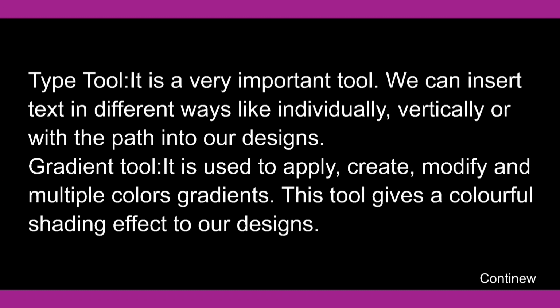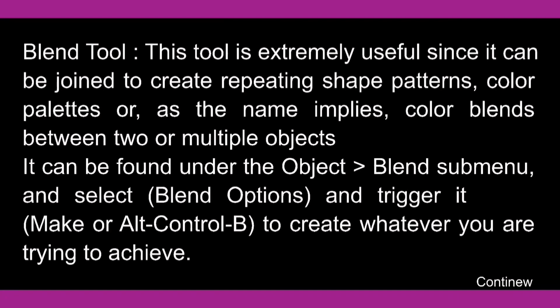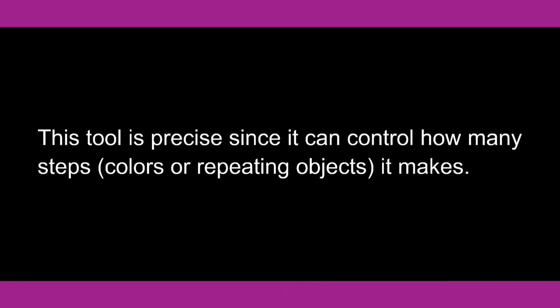Gradient tool. It is used to apply, create, and modify multiple colors and gradients. This tool gives a colorful shading effect to our designs. Blend tool. This tool is extremely useful since it can be used to create repeating shape patterns, color palettes, or, as the name implies, color blends between two or multiple objects. It can be found under the Object, Blend submenu, where you select Blend options and trigger it. Press Alt Ctrl B to create whatever you are trying to achieve. This tool is precise since it can control how many steps, colors, or repeating objects it makes.